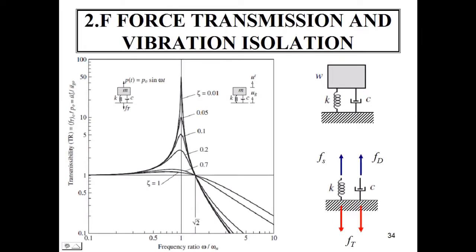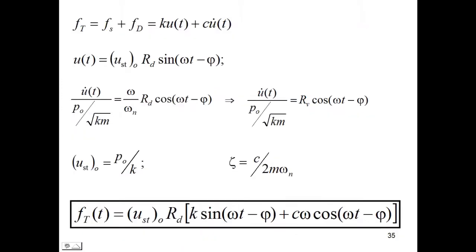Force transmission and vibration isolation. The mass spring damper system shown is subjected to a harmonic force P of t. The force transmitted to the base Ft is Fs plus Fd. It can also be expressed as k times u of t plus c times u dot of t, where Fs is the elastic resisting force, Fd is the damping resisting force, k is the stiffness of the spring, and c is the damping coefficient of the damper.